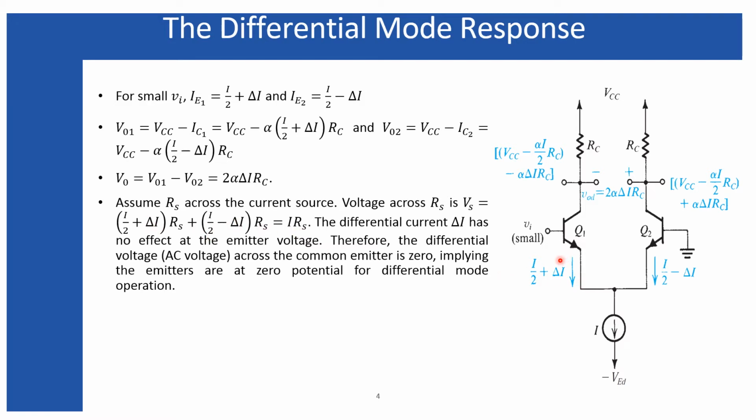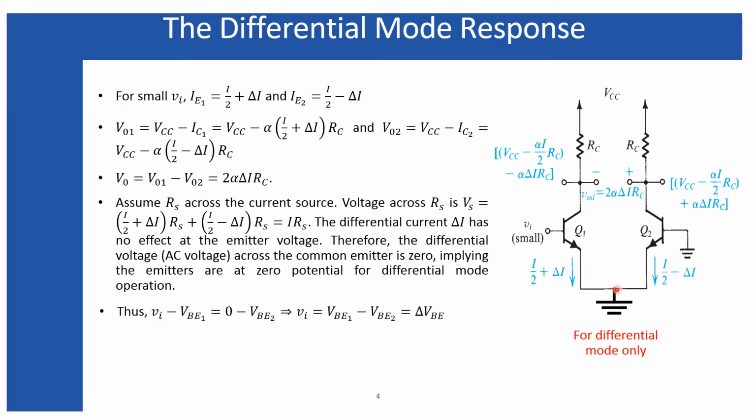So for the differential application, the differential voltage developed at the emitter node is always 0, and therefore we can easily assume that for differential application this is virtually grounded, and thus Vi minus VBE1 equals 0, because Vi minus VE1 is 0, since I'm considering differential mode. But for common mode this assumption is not valid, because in common mode both of these transistors are carrying I divided by 2 current, the bias current.